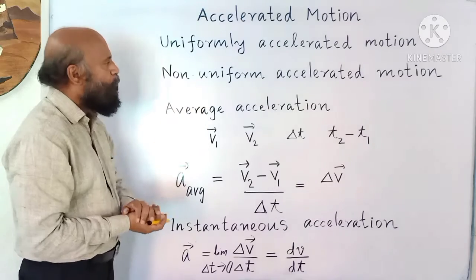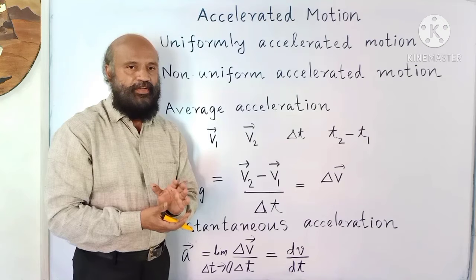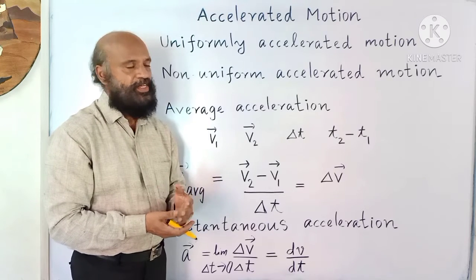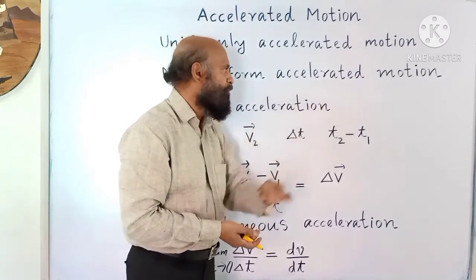Then non-uniform accelerated motion. If the change in velocity per unit time is different, or if it is not constant, then it is known as non-uniformly accelerated motion.